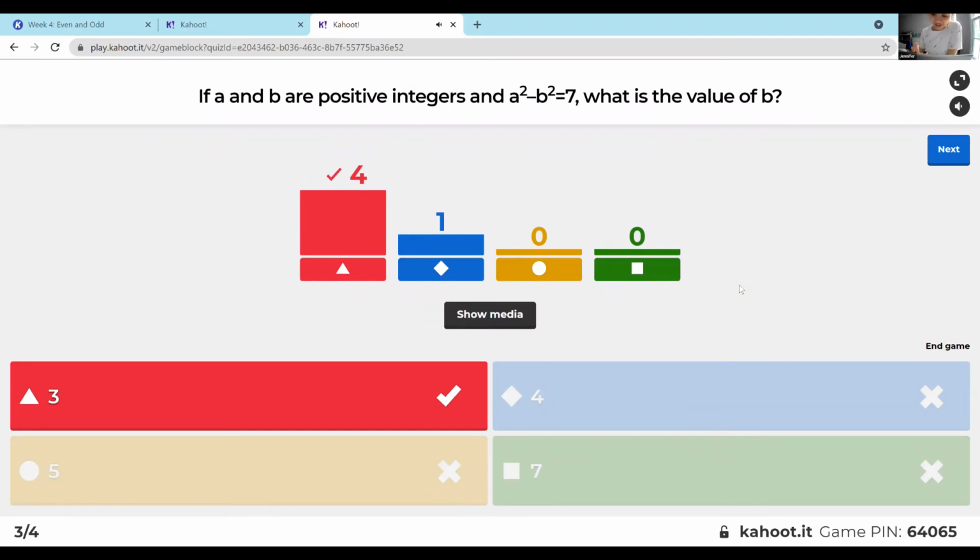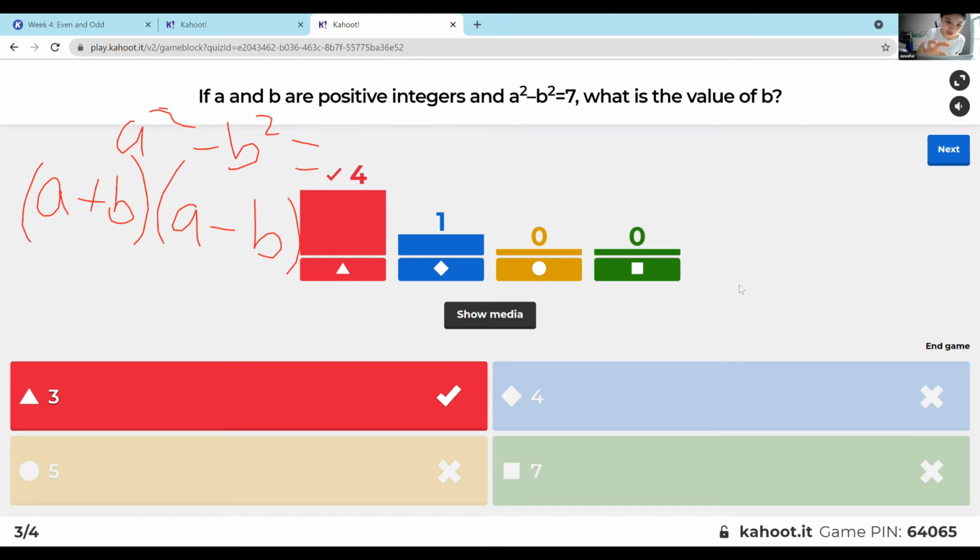So the correct answer is 3. For this problem, you may have tried guessing and checking, plugging them in, which works. A systematic method is to factor a squared minus b squared as a plus b times a minus b, which if you use the FOIL distributive property method, you'll see that works. It's actually a common factoring trick that appears a lot in competitive questions. We're given that equals 7.